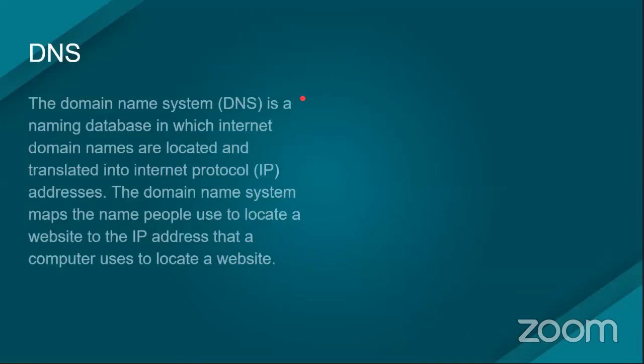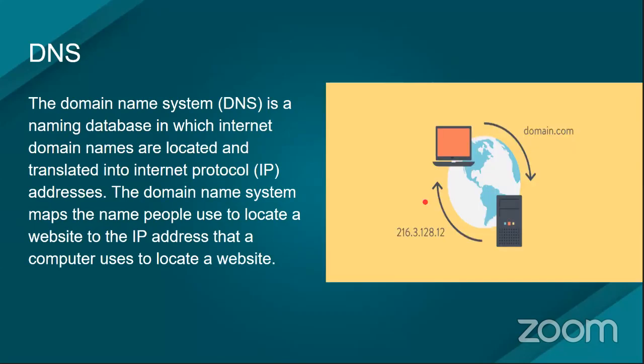What is DNS? The Domain Name System. Each website and each piece of content has a different IP address. We know what an IP address is, but we cannot remember all these IP addresses. So they link the IP address with a name. For example, facebook.com has an IP address like 216.3.128.17.12. You cannot type all this IP address while searching for every piece of content.